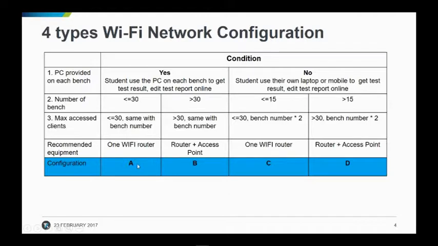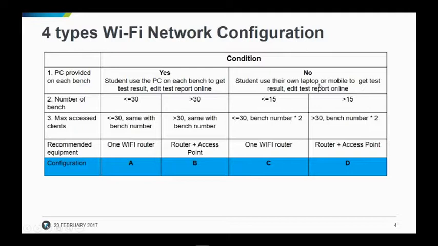Take configuration A for example. There is a PC provided on each bench, and the number of benches within the lab is less than 30. So the maximum access client is no more than 30. So 1 Wi-Fi router is enough to provide the network.